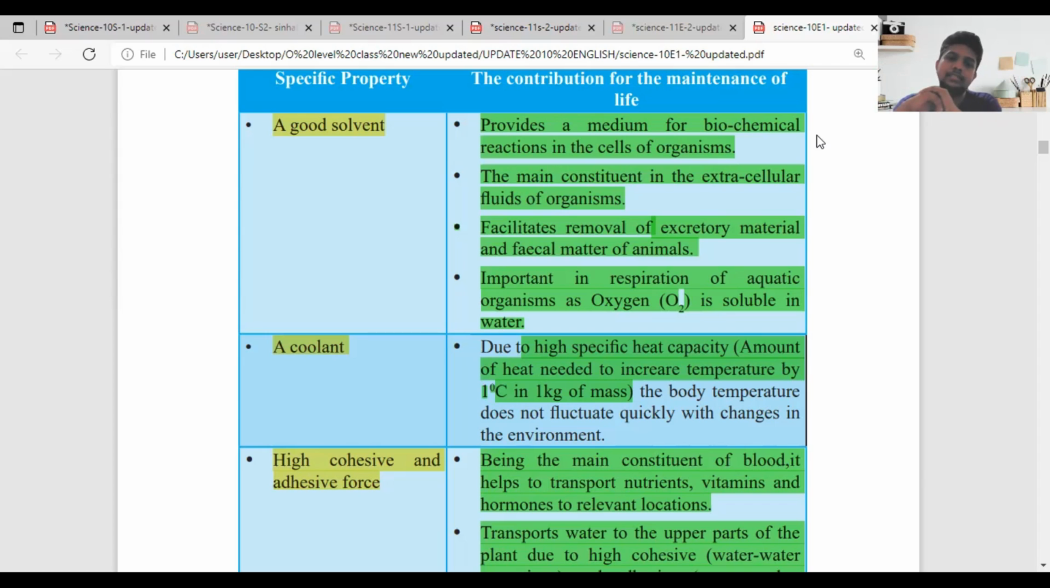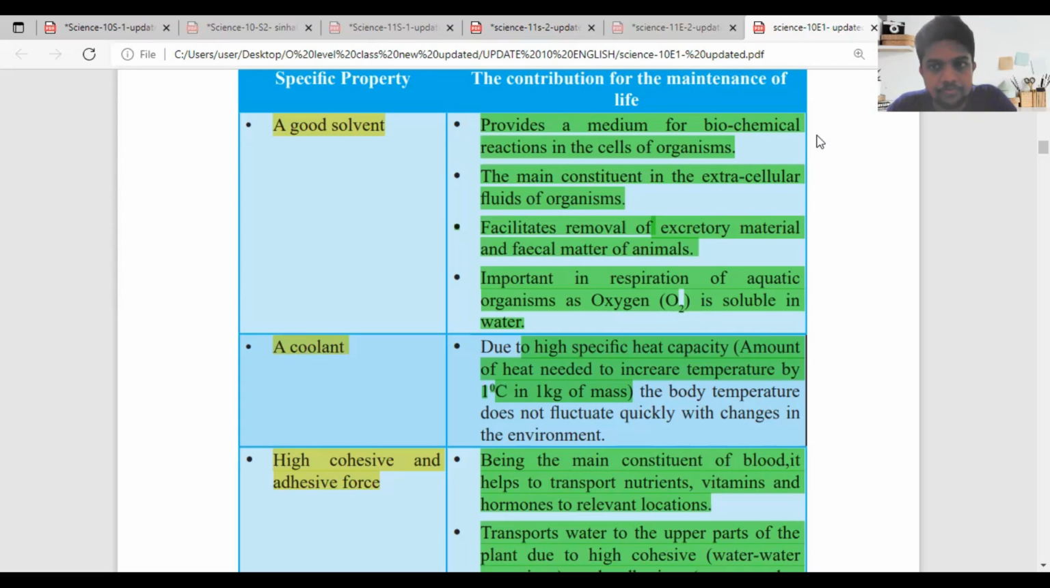And when we consider the next one, important in the respiration of aquatic organisms, as oxygen is soluble in water. Aquatic organisms, just like different types of fish, need oxygen. They take the oxygen that is already dissolved in the water. They can't come to the atmosphere and take oxygen from it. In the atmosphere it has oxygen more than 20%, but practically they can't do that. So they extract the oxygen that is already dissolved in water.